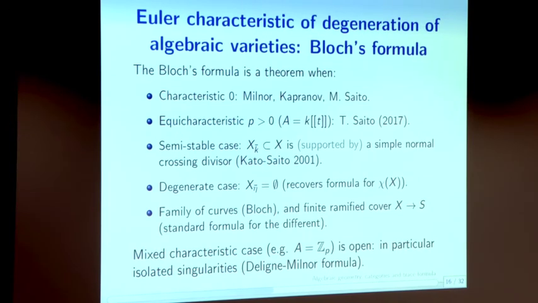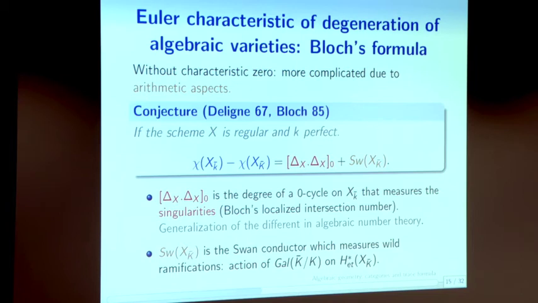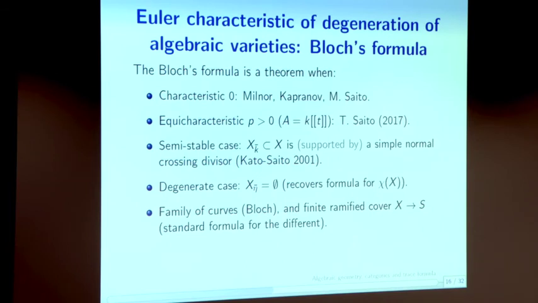Good. So as I said before, the characteristic zero case is known, and this is the theorem I was mentioning of Milnor, Kapranov, and Saito. So in characteristic zero, this term vanishes. And there you have only two terms, and this intersection number can be written as this alternating sum of the Hodge cohomology. So this is known in characteristic zero.